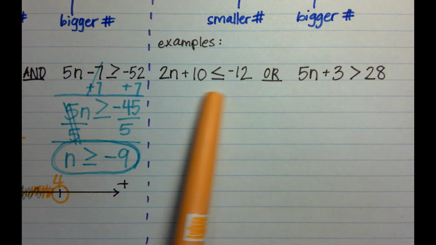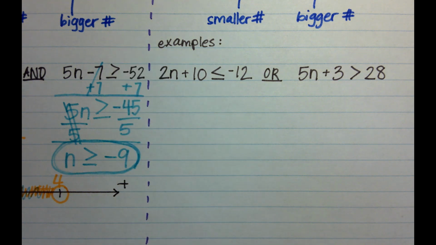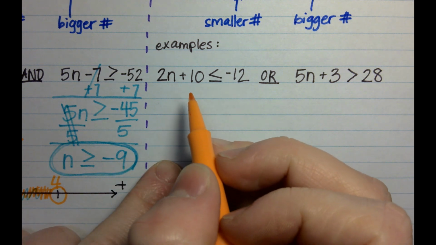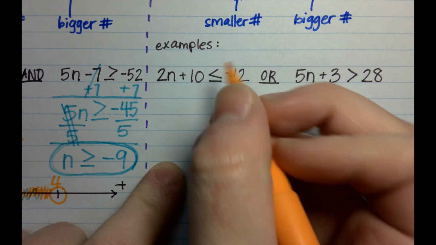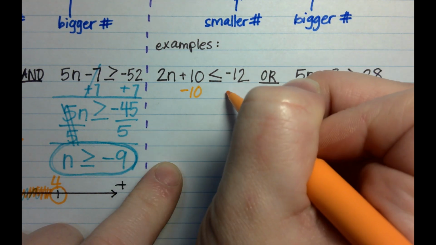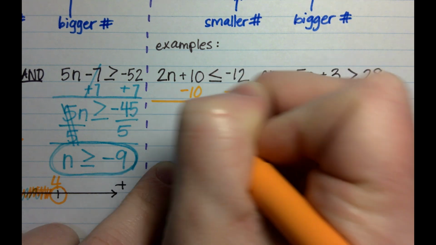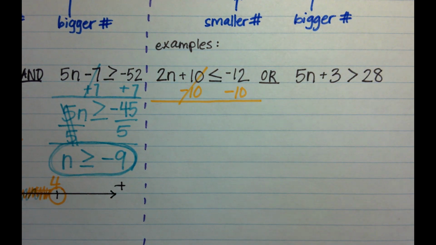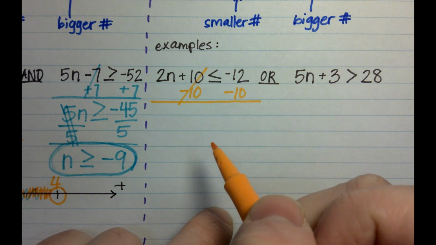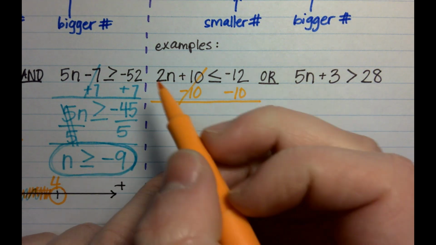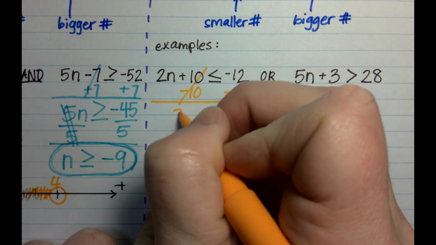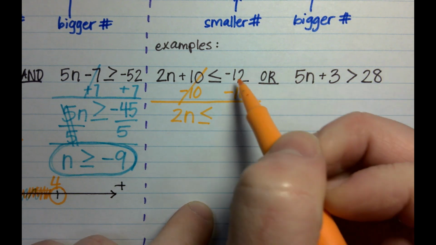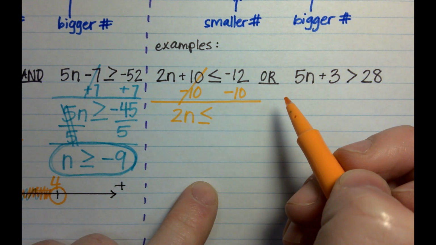So let's start with the first one. What would be my first step here to solving? Take away 10. Good. Take away 10 on both sides, minus 10, minus 10. The 10s would cancel. Bring everything down. Got 2 times n less than or equal to, what's negative 12 minus 10?